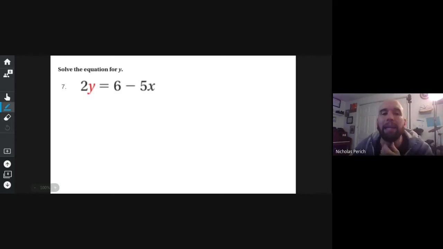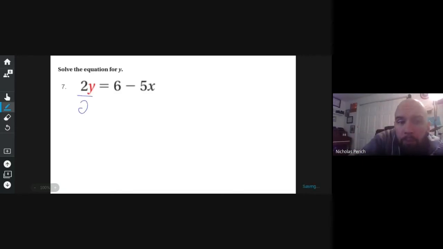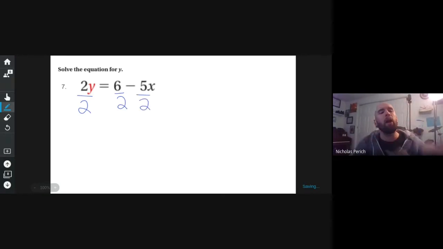Is y all by itself? No. What's in the way? 2. How is 2 in the way? It's being multiplied by. So how do I get rid of it? I divide both sides by 2. I divide the left side by 2, and I divide the right side by 2. But instead of drawing a big line and then a little 2 underneath it, I'm just going to divide everything by 2. If you divide both sides by a number, you divide everything by that number. Everything. And this crosses out.